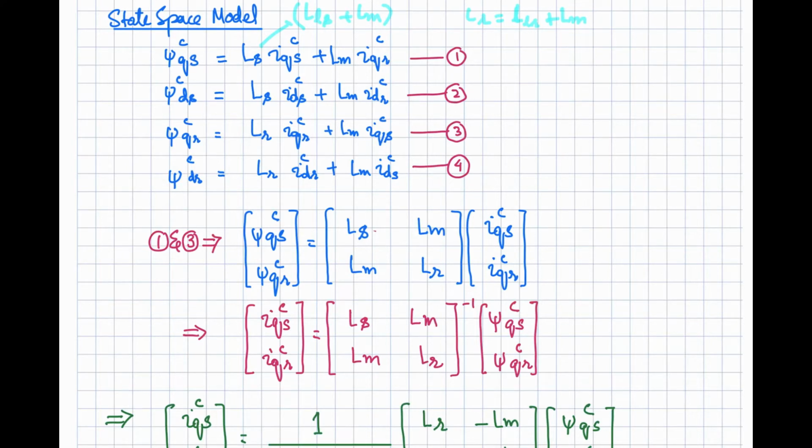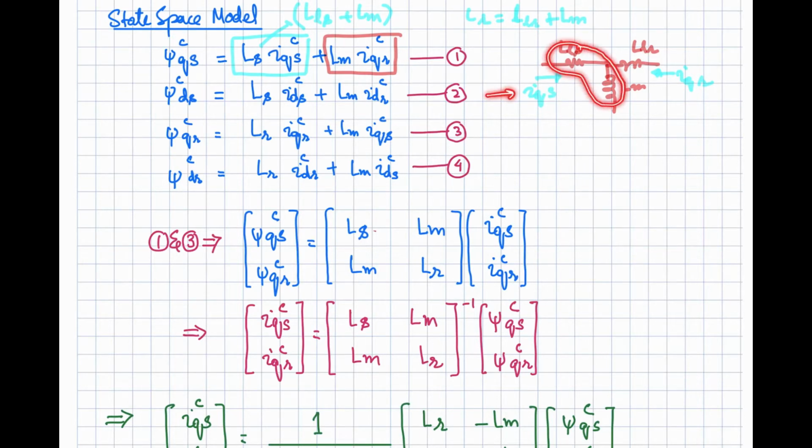So phi qs is the sum of the flux linkages because of the q axis current of the stator and the q axis current of the rotor. The rotor current will be passing through only the mutual inductance Lm. Suppose this is LLR, this is LLS and this is Lm. From this side we have the IQR and from this side we have the IQS. Looking from the stator side, we have the flux linkages associated with these two, so that is given by this equation.